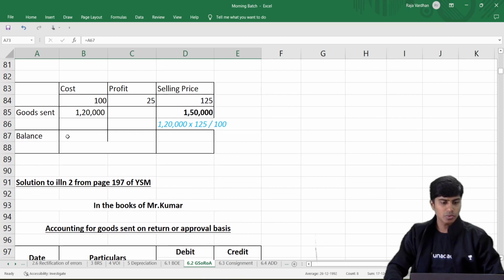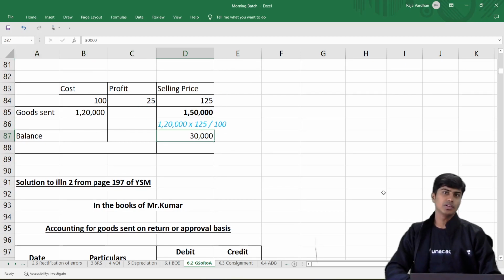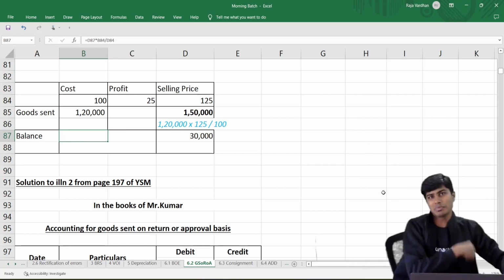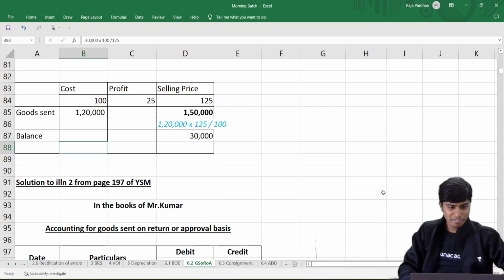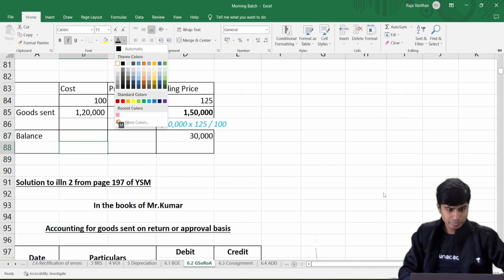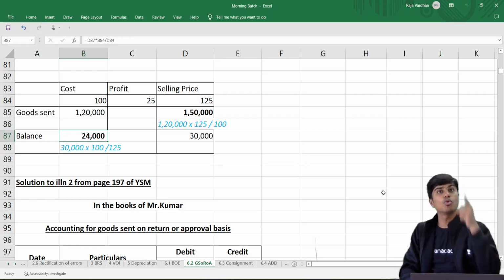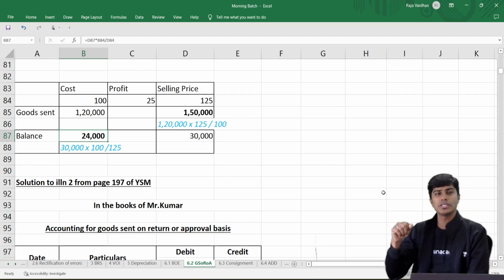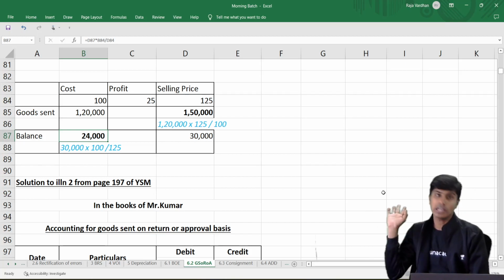Come back to this working. The balance of the goods at selling price is 30,000. How much of it is cost? Simple. Again, do the same old cross multiplication. We will get it. 30,000 into 100 divided by 125 will give you the answer as 24,000. This is the cost of the goods which were sent on return or approval basis, neither accepted nor returned, and the time to return has not lapsed.